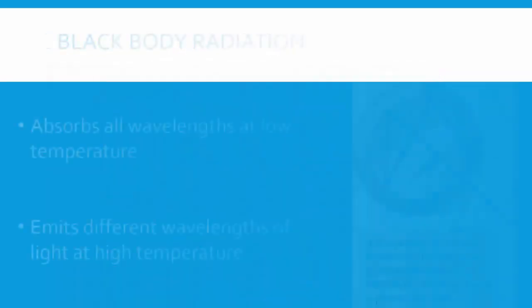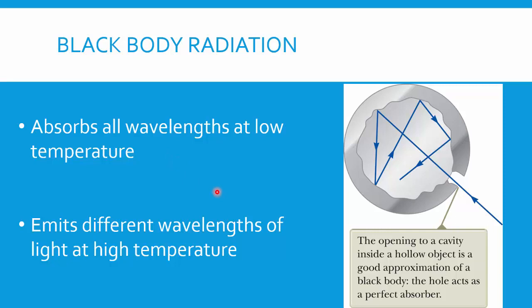Now, what is a black body? A body which, when it is kept at low temperature, absorbs all wavelengths of light, all electromagnetic waves, and when it is taken to a high temperature, it releases different wavelengths. So a black body is never 100%. That means the amount of light or the wavelengths it absorbs may not be all the wavelengths, or it may not emit all the wavelengths.